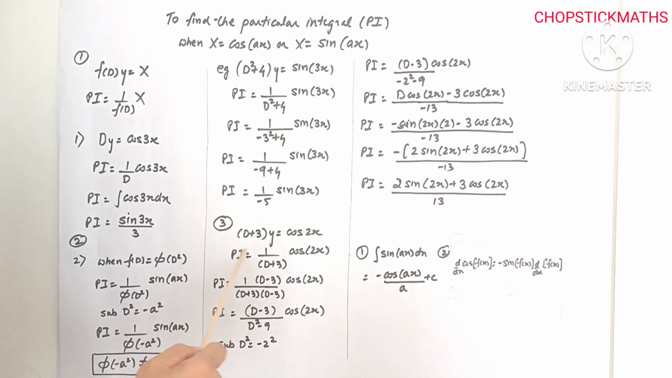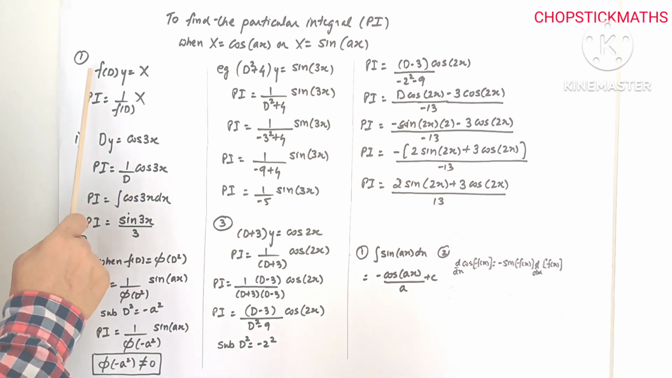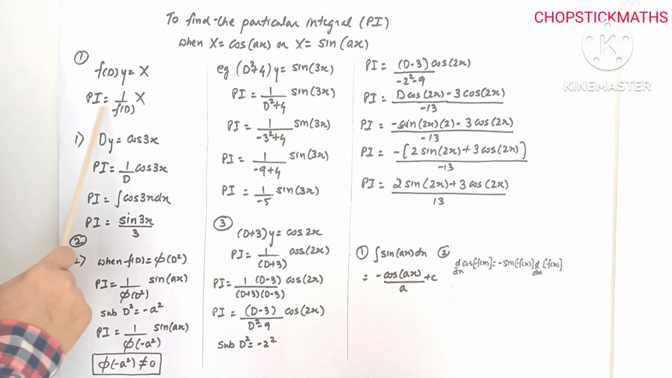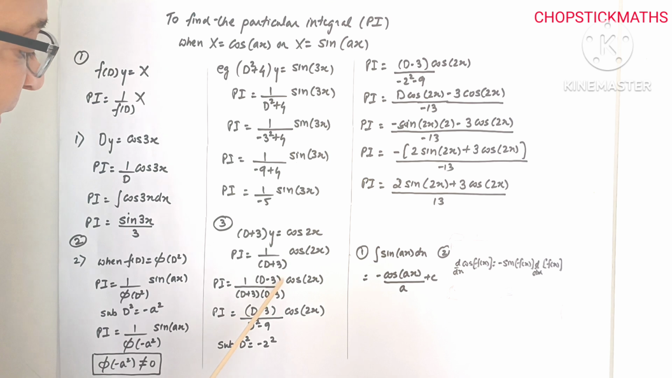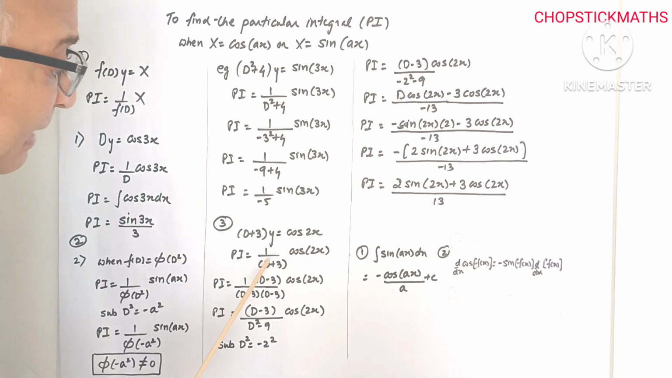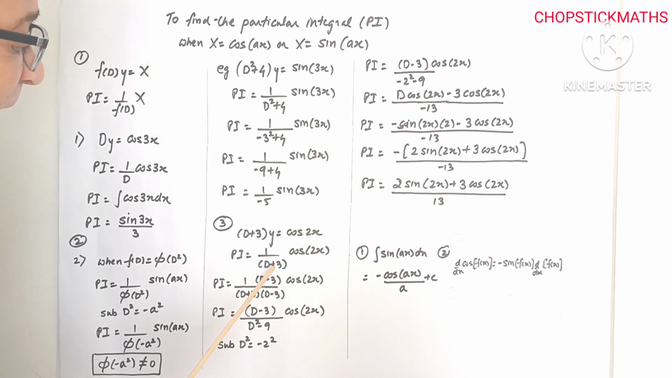Now, consider this differential equation. D plus 3 into y is cos 2x. Now, f of D here is D plus 3. So, the particular integral is 1 upon D plus 3 into cos 2x. Now, here what you do is, you multiply and divide this by D minus 3. So, PI would be equal to D minus 3 upon D plus 3 into D minus 3 into cos 2x. Now, if this was D minus 3, then you had to multiply and divide by D plus 3. That is, whatever is the factor here, you multiply and divide it by the opposite factor.